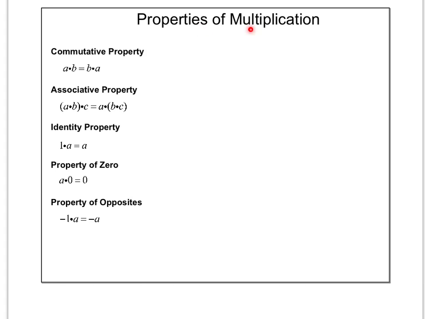Okay, we need to talk about the properties of multiplication. Properties of multiplication are very similar to the addition properties. First one is commutative. Commutative says I can take numbers and multiply them in any order and it doesn't change the product, the answer. So A times B is the same as B times A if I flip it around. So 3 times 4. If I flip that around, I should get the same answer. Well, 3 times 4 is 12, and 4 times 3 is 12. Those are the same, so it doesn't matter what order I multiply them in.